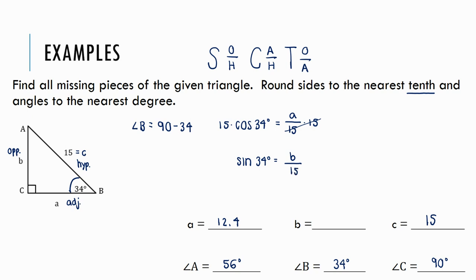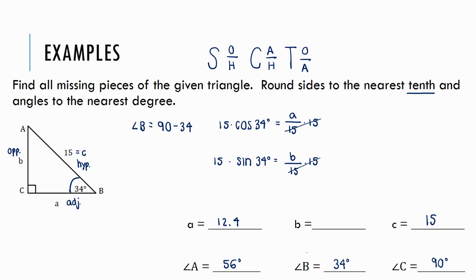Once again, in order to then get that variable by itself, I want to get rid of division. So I'm going to multiply both sides by the denominator, so I get to multiply both sides by 15. It happens to get me my variable by itself right away. Once again, we're going to round to the nearest tenth.